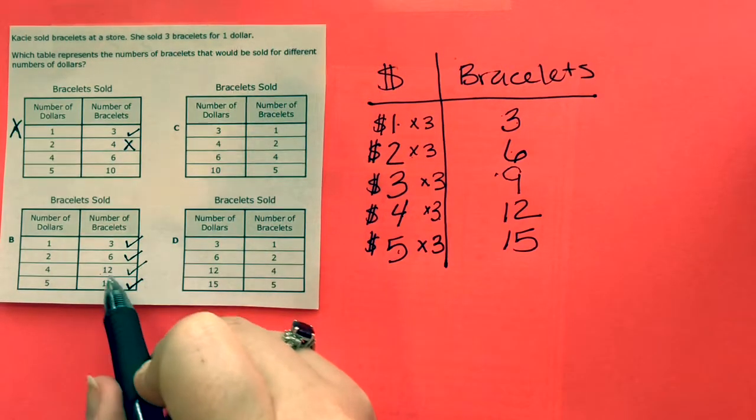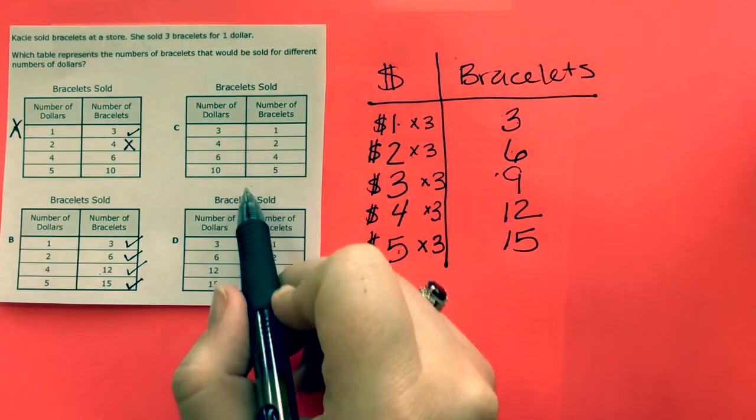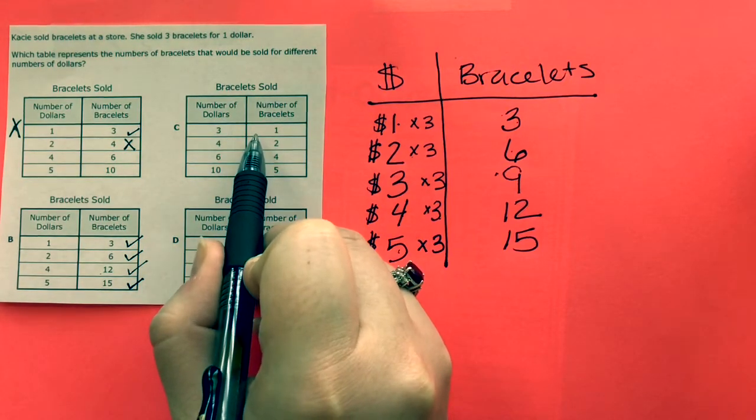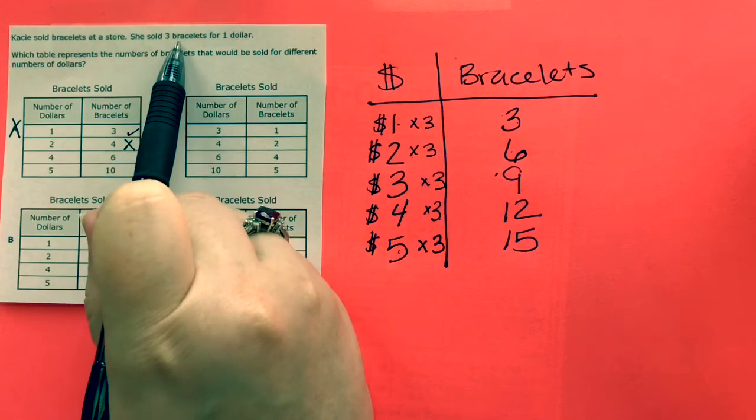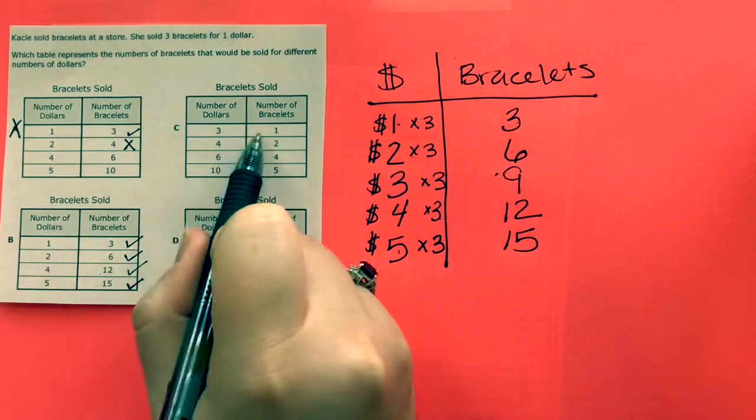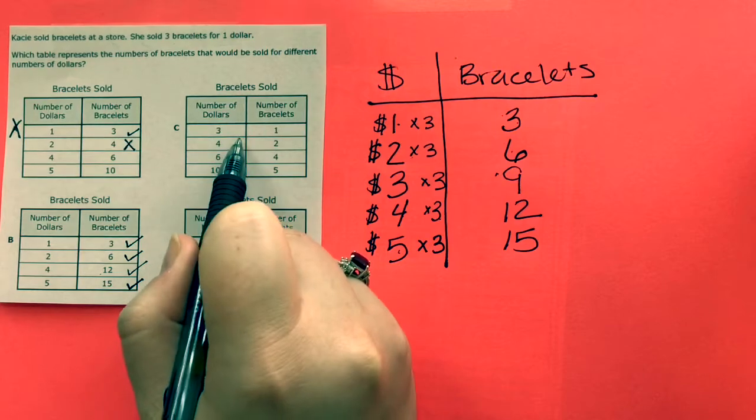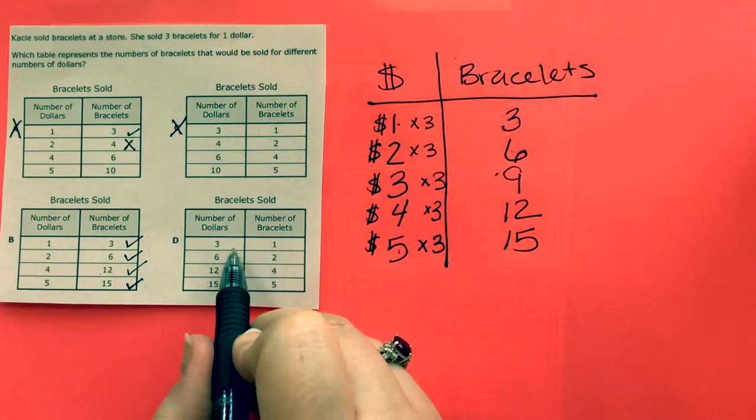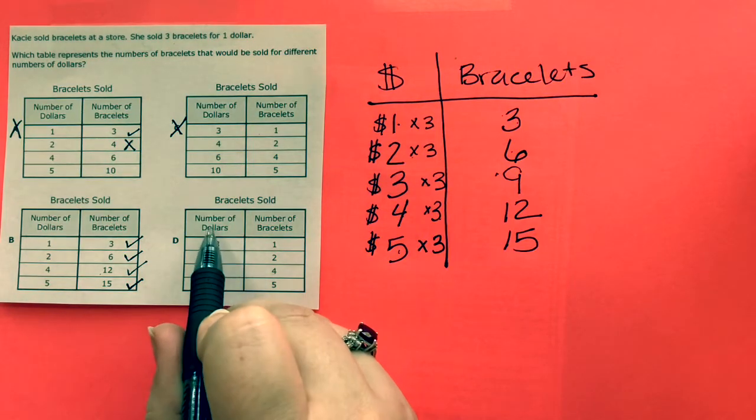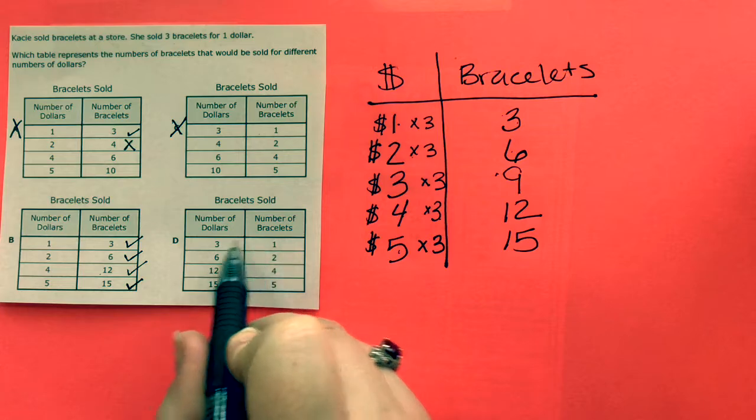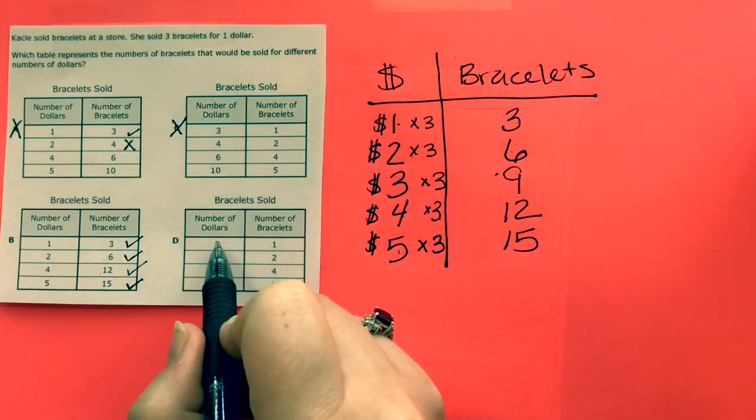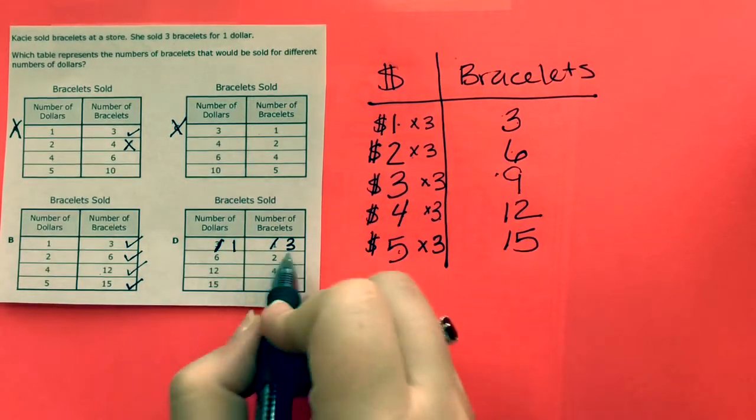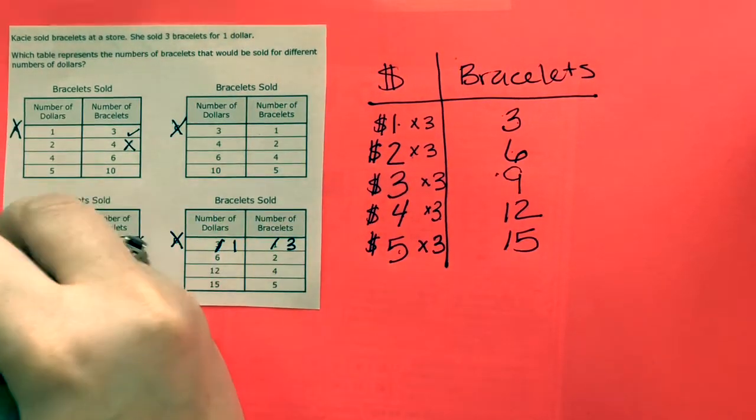Well, this one is probably going to be my answer since I have check marks, but I want to make sure that I look at all of these. So $3, one bracelet. Okay, well, let's go back to our information. 3 bracelets and $1. So this should be backwards. This information is backwards. It should be a 3 over here and a 1 over here. So I know C is out. And if we go back down over here to D, we have numbers of dollars and number of bracelets. Again, it's backwards because I know that $1 would be 3 bracelets. So I know that information is also wrong. So B is my answer.